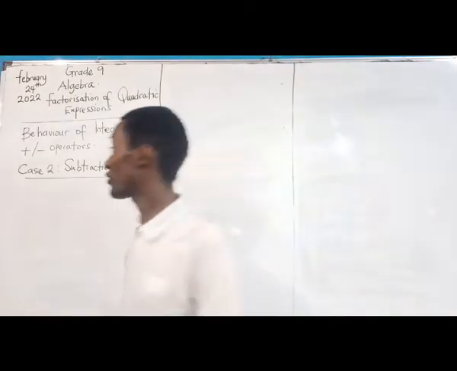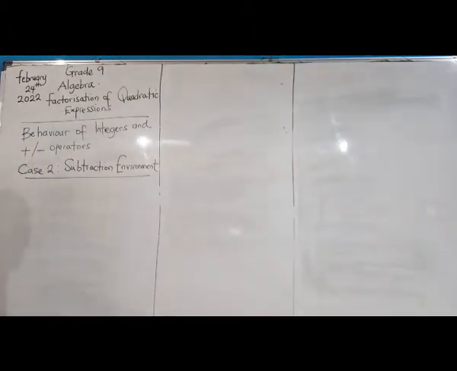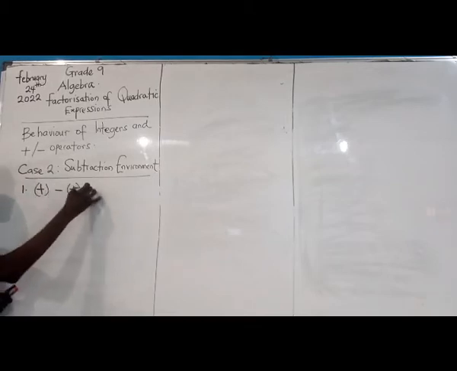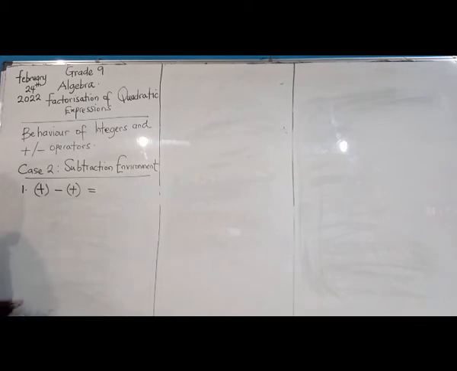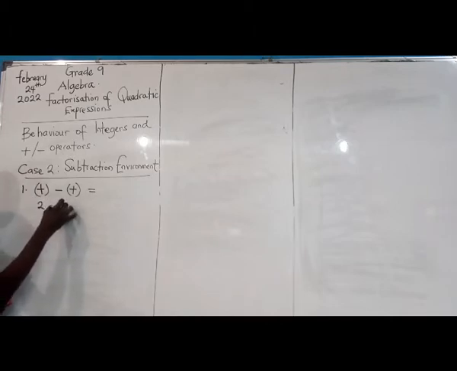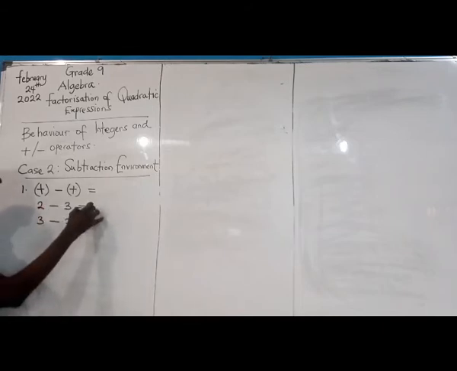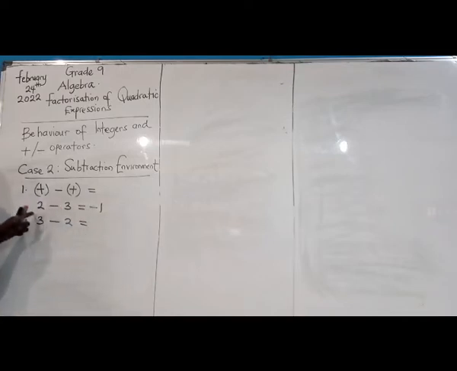Alright, so we're going to the subtraction environment as it relates to integers. Now in subtraction environment, we'll take the scenarios one after the other. We have positive minus positive. We take any two numbers at all. We'll take 2 minus 3. And then what you do is you flip it, and you take 3 minus 2. You discover that in this setup, your answer will be negative, because your negative is bigger than your positive.